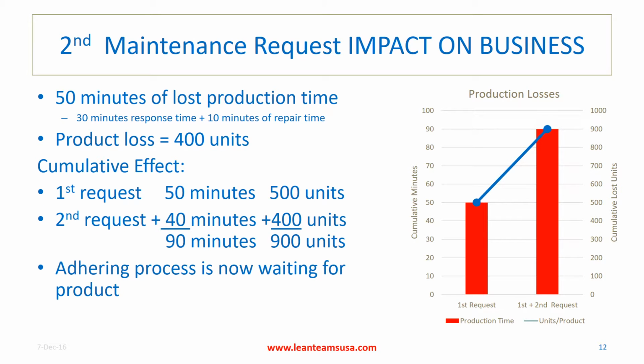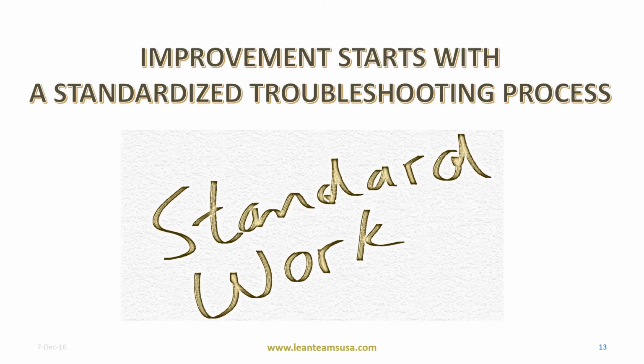The impact on the business has now accumulated to 90 minutes of production time loss, resulting in a loss of 900 production units/products. To compound the losses, the next process step, adhering, is now out of WIP, having to wait for cutting. Continuous improvement requires standard work as a base to improve from, a fundamental requirement.